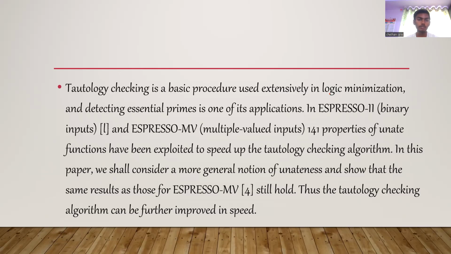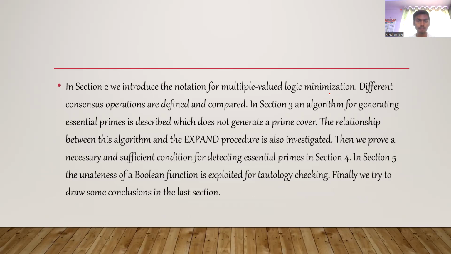Next, the tautology checking algorithm is a procedure used extensively in logic minimization, and detecting essential primes is one of its applications in Espresso. Espresso is for binary inputs, and Espresso MV for multiple valued inputs. Properties of unate functions have been exploited to speed up the tautology checking algorithm. In this paper, we shall consider a more general notion of unateness and show that the same results as those for Espresso MV still hold, thus the tautology checking algorithm can be further improved in speed.